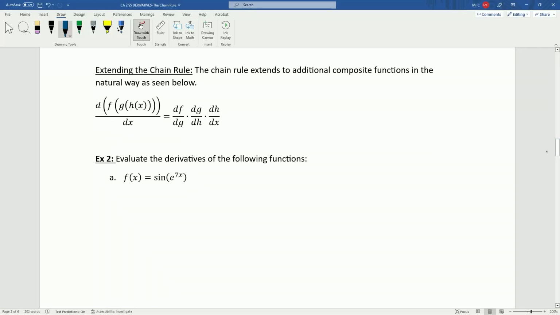So now here's when things get a little trickier. So now we're going to start extending the chain rule. So the chain rule extends to additional composite functions in the natural way, as seen below. So here, we're taking the derivative of f of g of h of x. So now we have 3 functions with 2 composed inside the first one. And so that's df dg times dg dh times dh dx. And again, we kind of think of it like these things cancel, even if it's not technically correct.